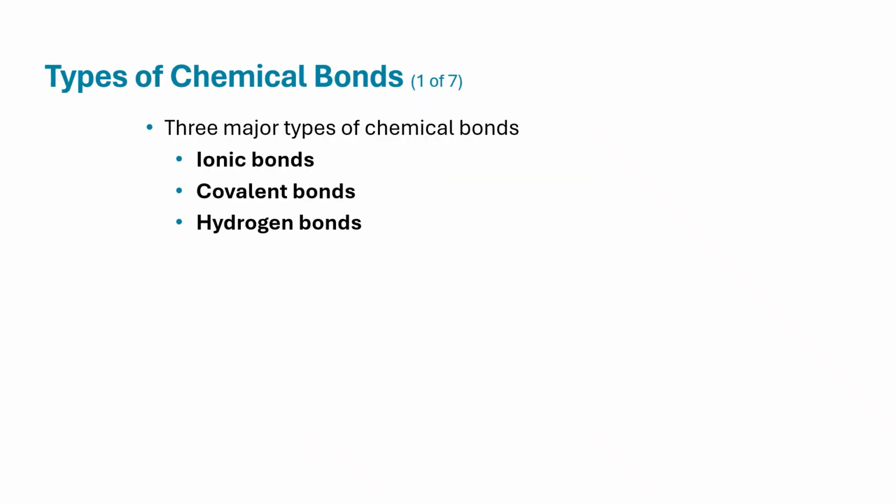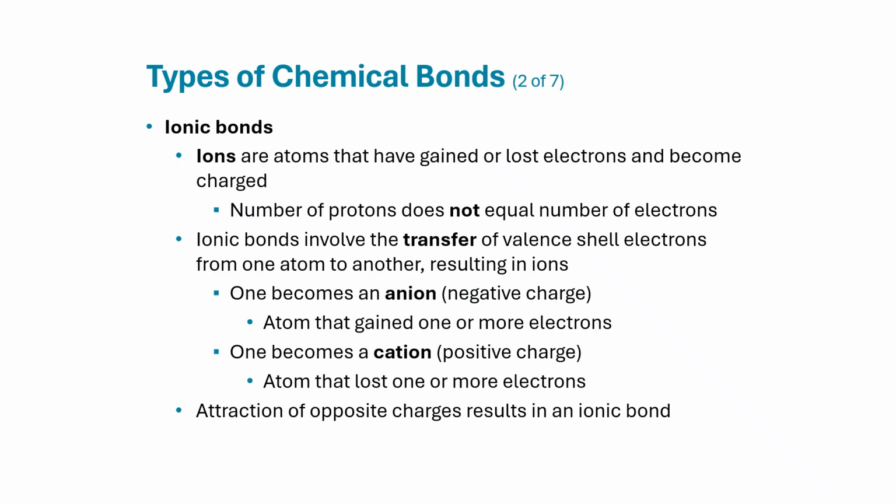All right, so now we know that if the outer shell is complete, it's not going to want to bond with anything else. But if it's not complete, it will want to bond with someone else. Those are reactive. So how will they bond? There's 3 different types: ionic, covalent, and hydrogen bonds. So let's take a look.